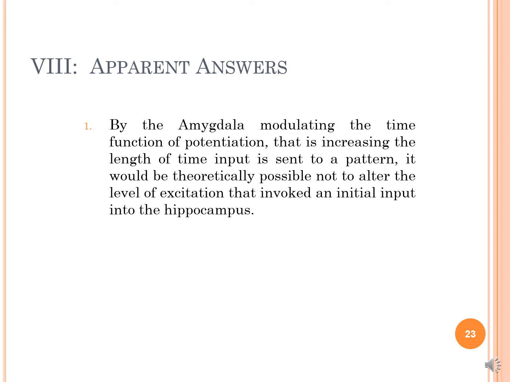By the amygdala modulating the time function potentiation, that is increasing the length of time the input is sent to the pattern to reinforce it, it would be theoretically possible not to alter the level of excitation that invoked an initial input into the hippocampus. The idea being there's energy sent to it over a long period of time, but the amplitude of the energy isn't so much to change it from its initial negative or positive condition.